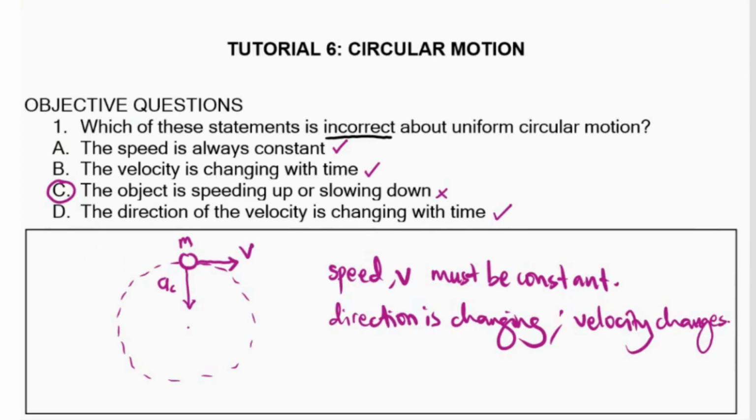So that's why answer B is correct, A is correct, and D is correct. The object cannot be speeding up or slowing down because it has a constant centripetal acceleration. So the centripetal acceleration does not increase and does not decrease. So the answer C is wrong.